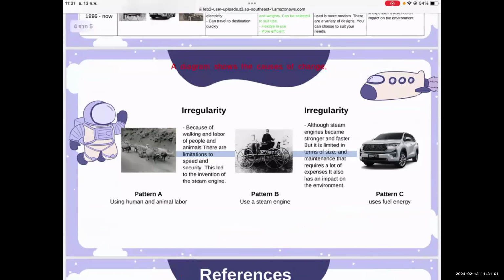From pattern A to B, because of the walking and labor of people and animals, there are limitations to speed and security. This led to the invention of the steam engine. And from pattern B to C, although the steam engine becomes stronger and faster, it is limited in terms of size and maintenance that require a lot of expense, and it also has an impact on the environment. That's all. Thank you.